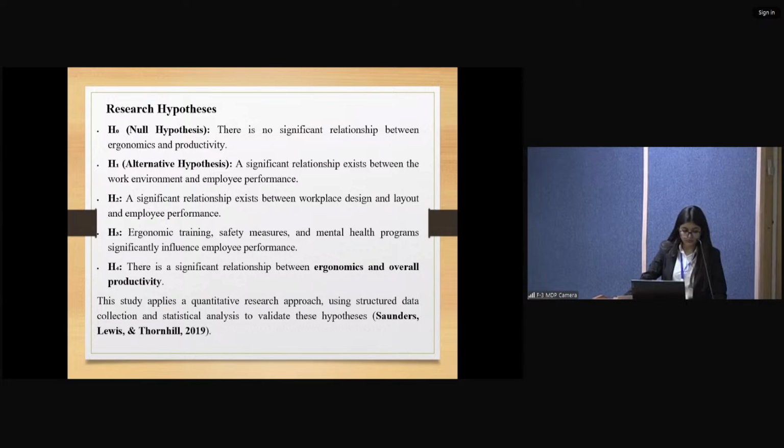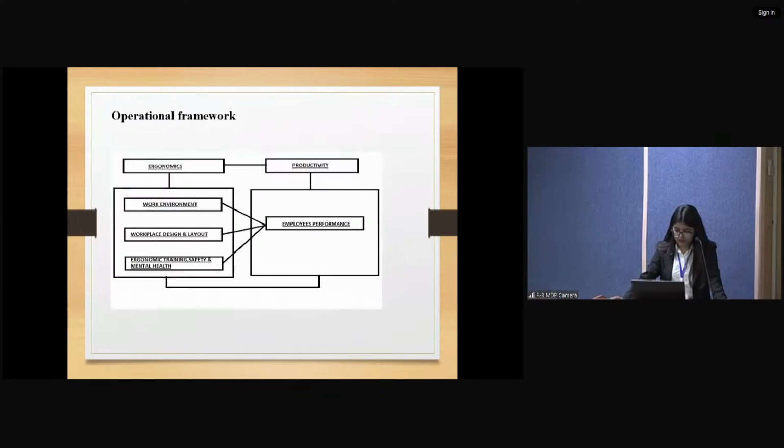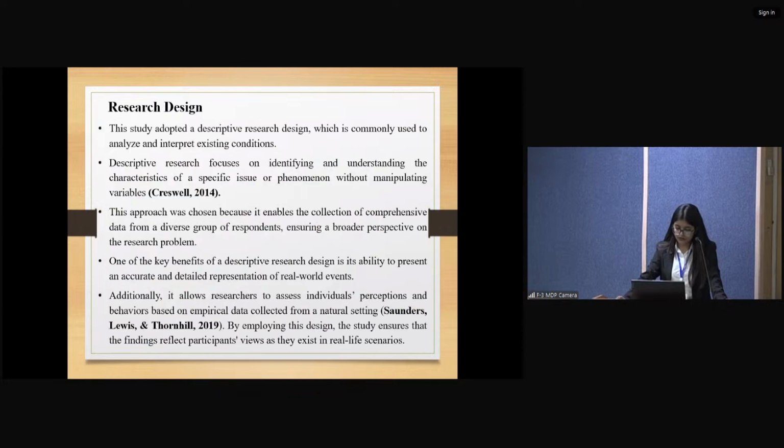The other one is between workplace design and layout and employee performance, and the third one is that ergonomics training, safety measures, and mental health programs significantly influence employee performance. And H4 is that there is a significant relationship between ergonomics and overall productivity. This is the operational framework, wherein ergonomics has different factors, and in productivity, employee performance is measured.